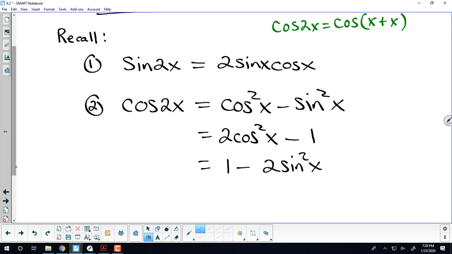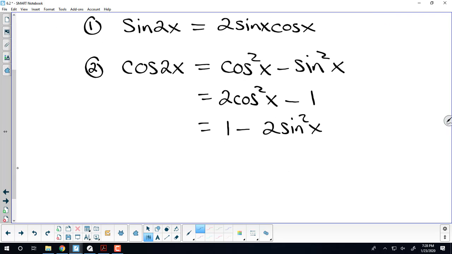Again, which one you work with depends on what else is present in the problem you're trying to solve. Like if there's a cosine squared and a cosine, then that's a quadratic type of equation you're solving. So you'd probably want to write cosine of 2x as this one here in the middle. If there's a sine squared and a sine present, then that's again a quadratic. So it just really depends on what else is present in the equation you're trying to solve.